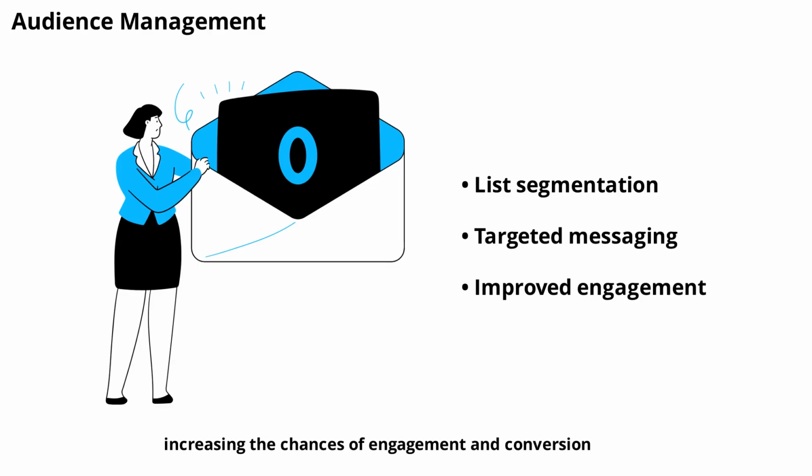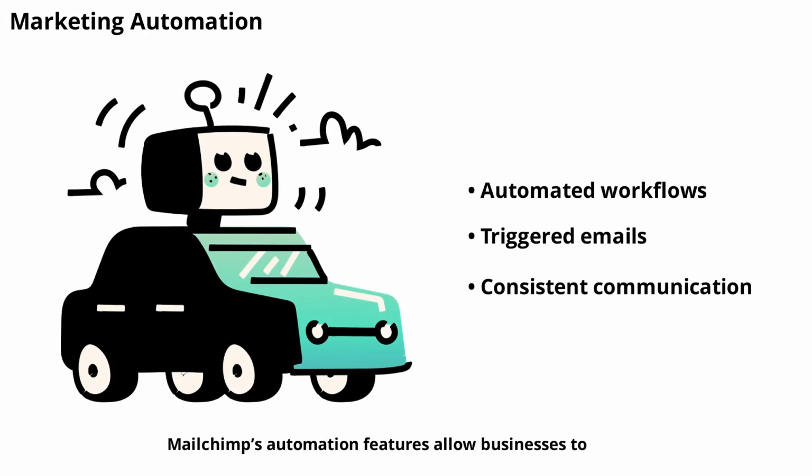Mailchimp's automation features allow businesses to set up workflows that run on autopilot. For instance, you can create a series of welcome emails for new subscribers or send reminders to customers who abandon their shopping carts. Automation saves time and ensures consistent communication with your audience. By setting up triggers and actions, businesses can nurture leads, follow up with customers, and build stronger relationships without manual effort.